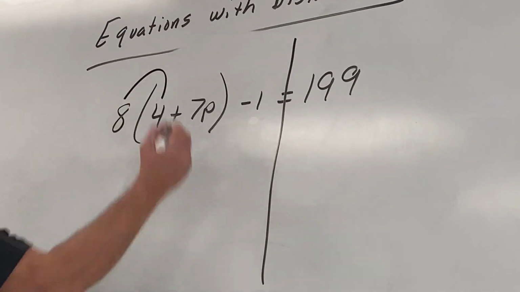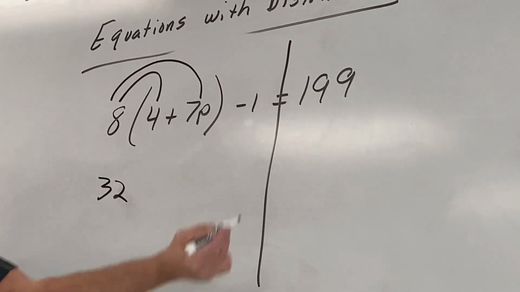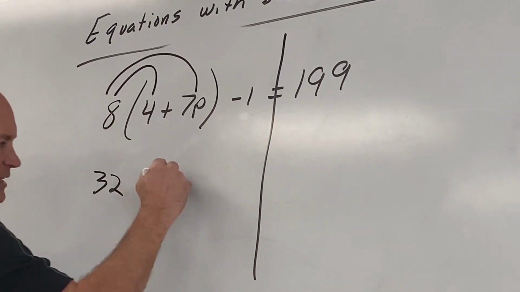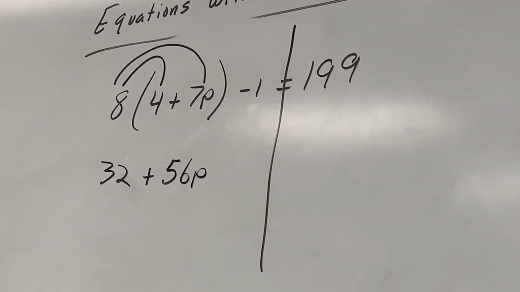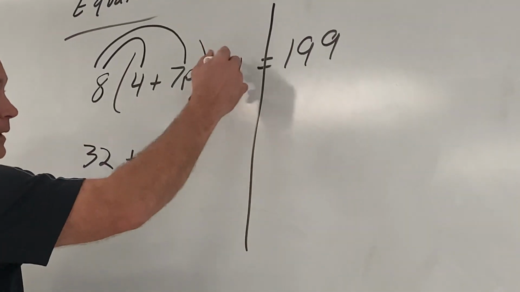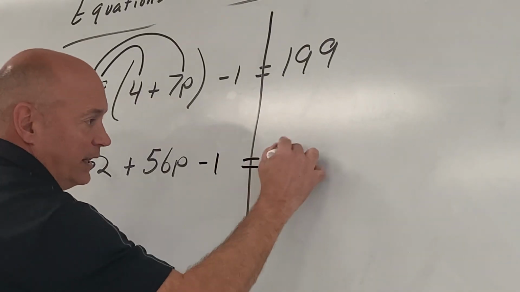What's 8 times 4? 32. What is 8 times 7p? Yeah, just 8 times 7 is 56, and then put the p at the end. 56p. Are you with it? Bring everything else down. What else is there? Minus 1 and equals 199.